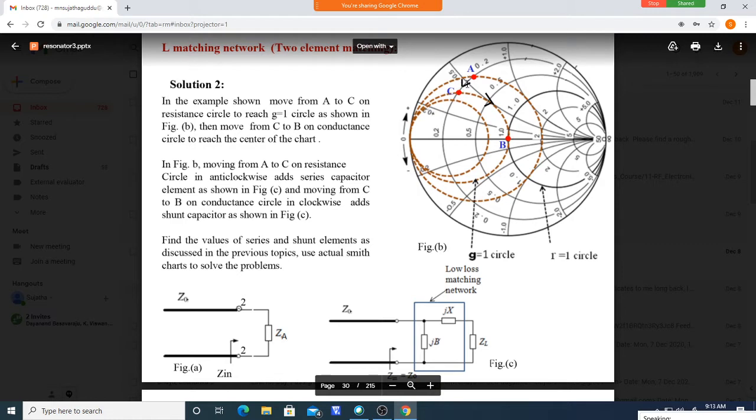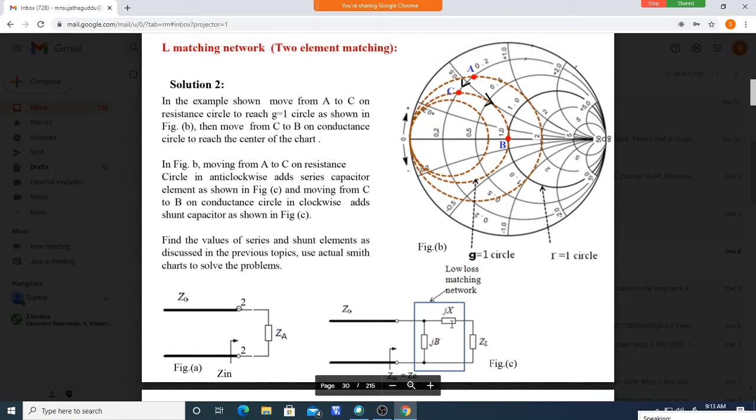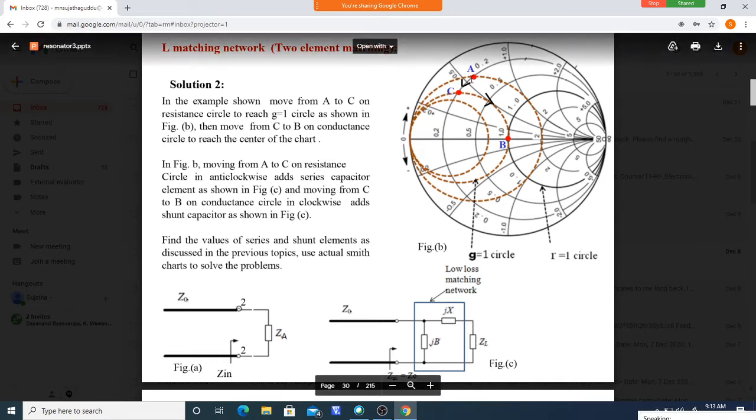Moving like this, it is on a resistance circle. This is a resistance circle we are moving on, in the anti-clockwise direction. It adds a capacitor in series. This is a capacitor next to the load, whatever the movement we have. This is a resistance circle, and we are moving in the clockwise direction. It adds a capacitor in series.